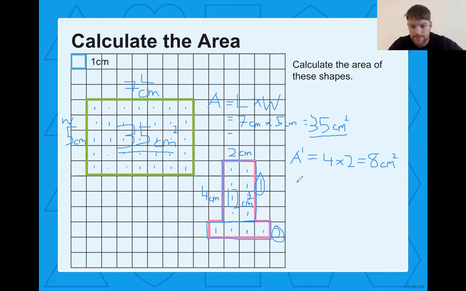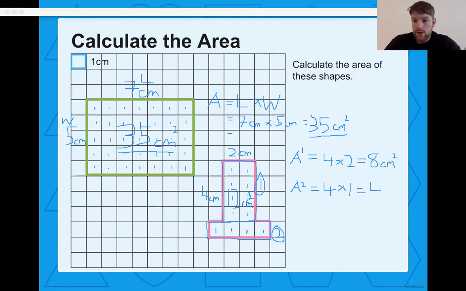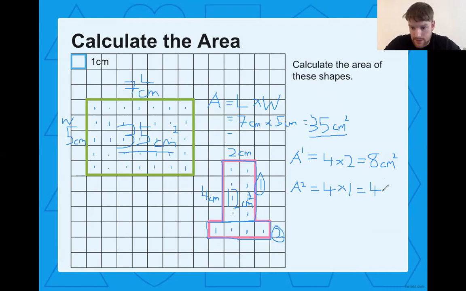Now, the area of our second shape then. Area of our second shape is equal to length by width. The length, the distance of the long side, multiplied by the length or the distance of the short side. So the length of the long side here, 1, 2, 3, 4, multiplied by the width, which is the length of the short side, which is this, multiplied by 1, equals 4 centimeters squared.